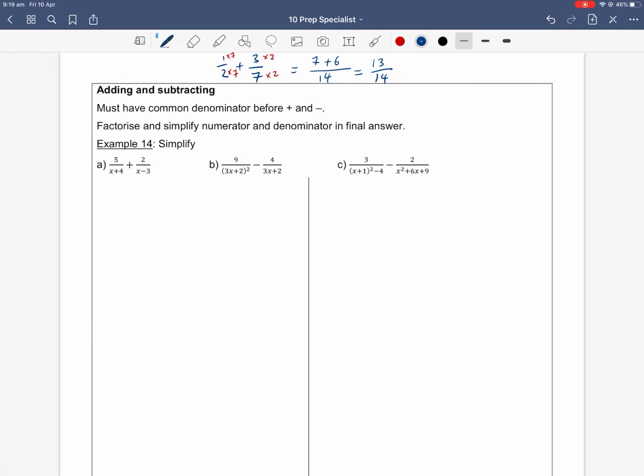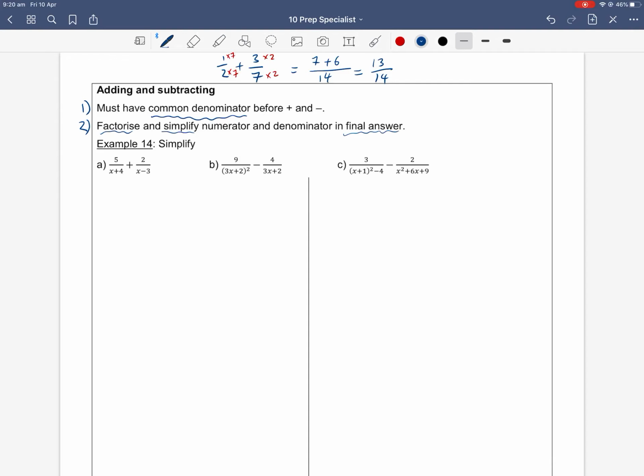So it's very similar with algebraic fractions. Step 1, make sure you have a common denominator first. So it involves multiplying top and bottom by some factor. Step 2, make sure you factorize and simplify your final answer. So let's do example 14.